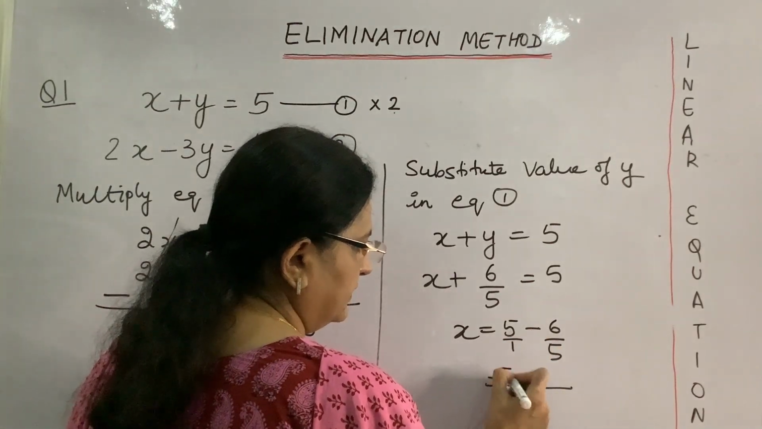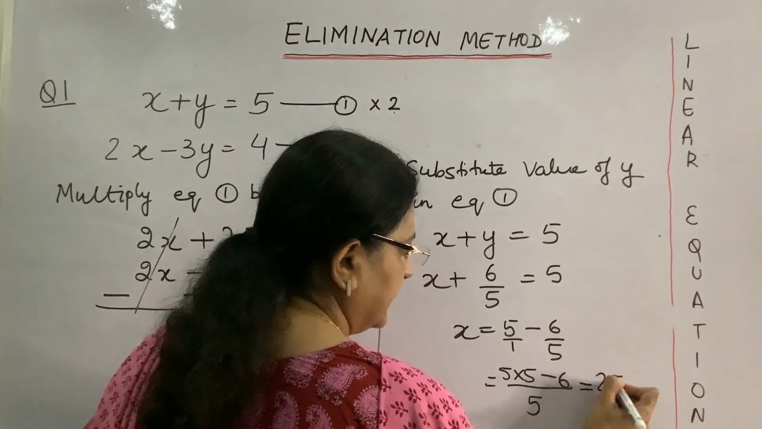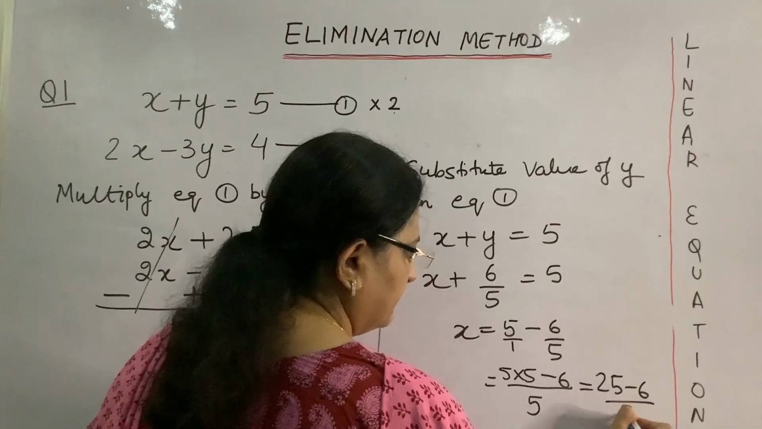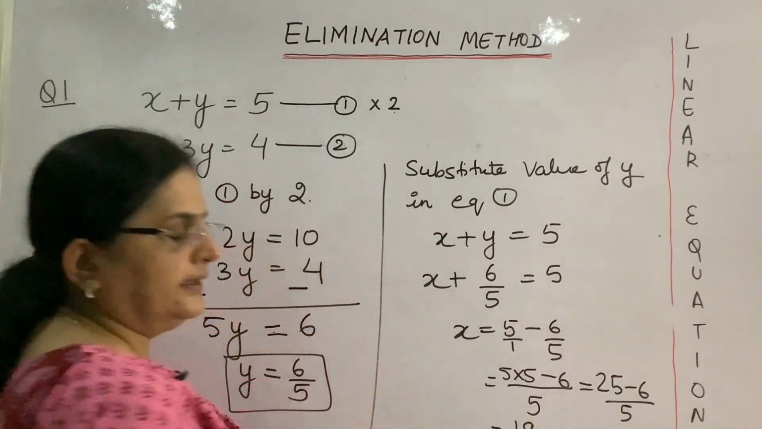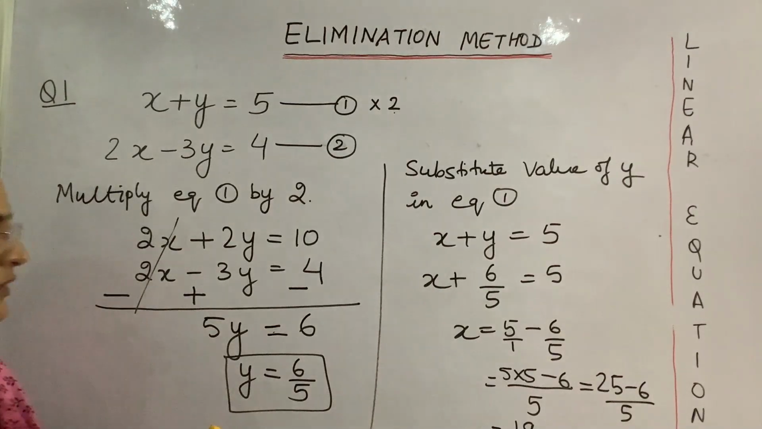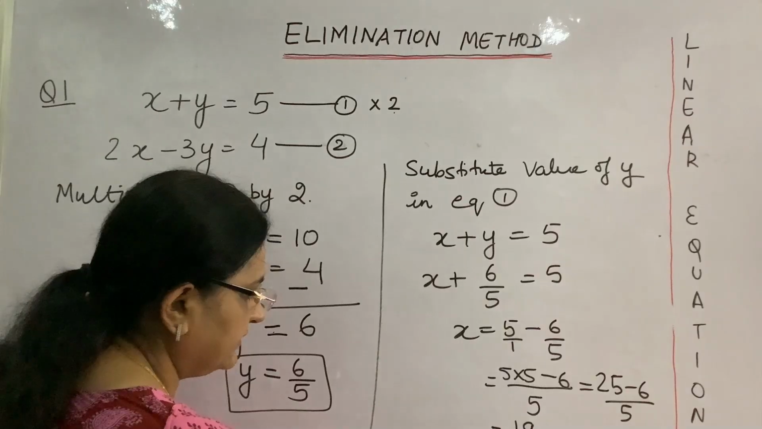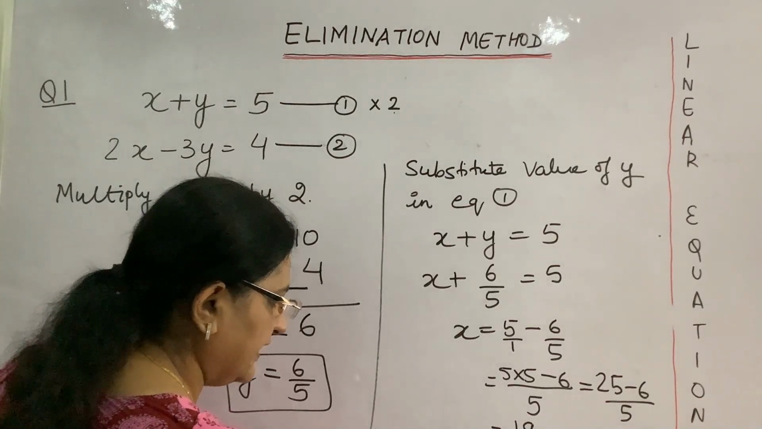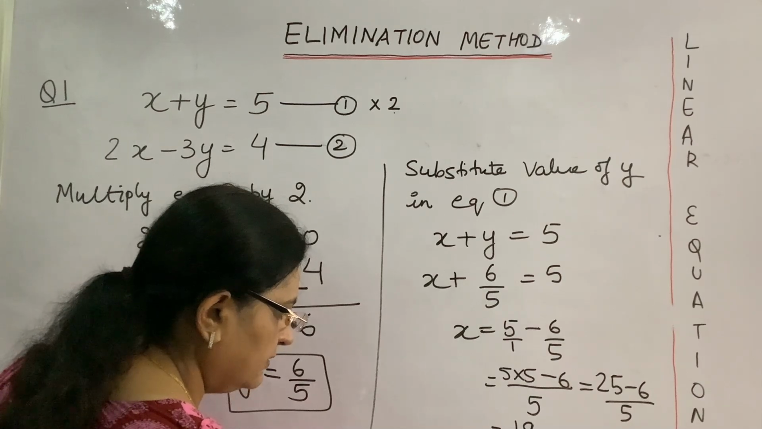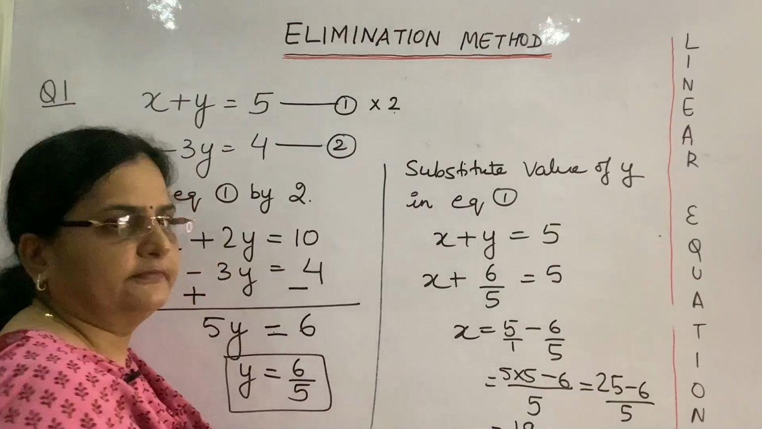So this will be 5 into 5 minus 6, which is 25 minus 6 upon 5, and if you solve it further, you get 19 upon 5. So you've got both the values. What is the answer then? Write the value of x first. So x is 19 upon 5, and what about y? Y is 6 upon 5.